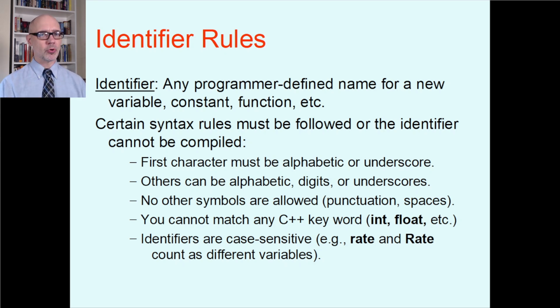Capital R rate, I don't know what that is. This is not a C++ program because you didn't declare that variable. So you'd have to go fix that and make sure that you're spelling it the right way every time. So those are the only rules that C++ cares about, right? Those are the only rules the compiler needs to realize that something is an identifier.